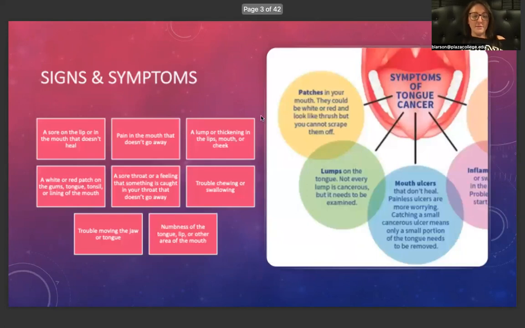Some signs and symptoms of oral cancer are a sore on the lip or in the mouth that won't heal, pain in the mouth that doesn't go away, a lump or thickening in the lips, mouth, or cheek, a white or red patch on the gums, tongue, tonsils, or the lining of the mouth, a sore throat or a feeling that something is caught in your throat that doesn't go away, trouble chewing or swallowing, trouble moving the jaw or tongue, and numbness of the tongue, lip, or other areas of the mouth.